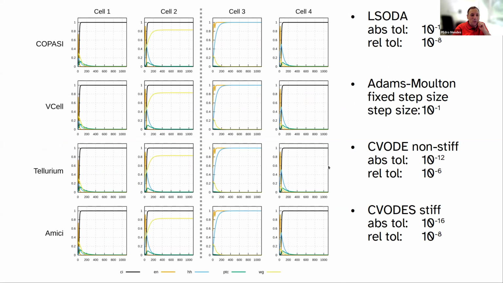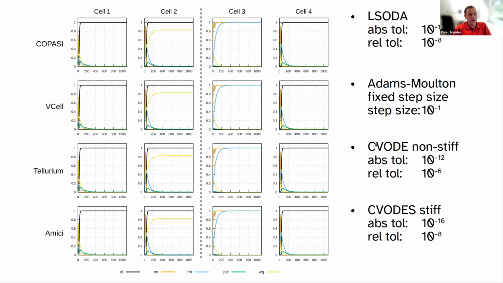I did discuss with Lucian why CVODE was not converging. The reason is that CVODE doesn't automatically switch like LSODA does. And when models are not stiff, the stiff solvers are not very good for them. Now, Amici worked, and that's because Amici uses a default tolerance of 10 to the minus 16. And that was good enough to make the non-stiff version work. But the default values that Tellurium uses for CVODE were not sufficient.